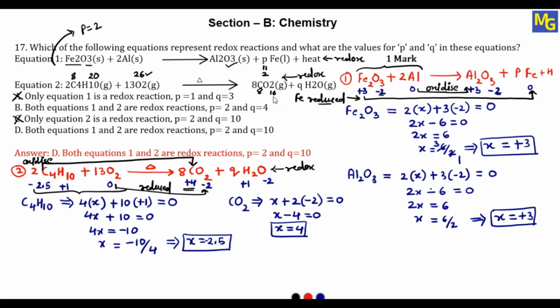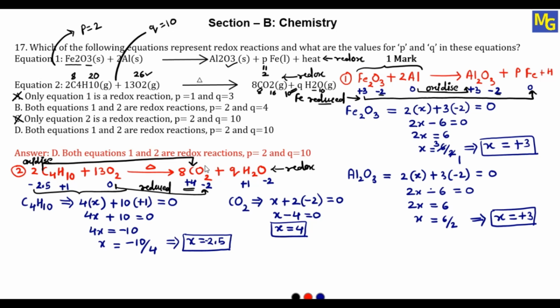So 16 oxygen means how many are still remaining? 10 oxygens are remaining. Hydrogen we have 20, here we have 2 hydrogen. So we want 20. If you multiply with 10, in place of Q if I take 10, then hydrogens become 20, oxygens become 10 and oxygen is correctly balanced at 26. Like this, in equation 2, Q should be 10.